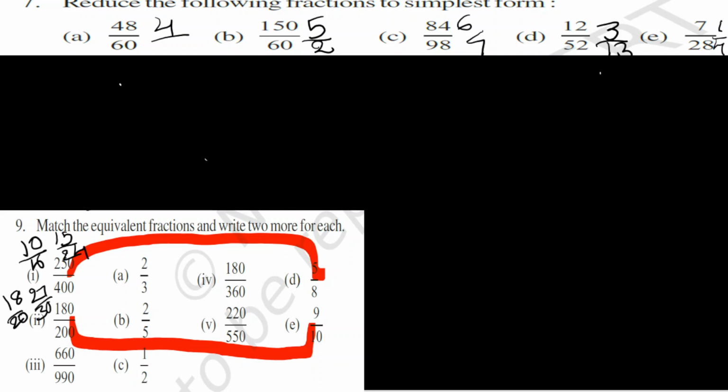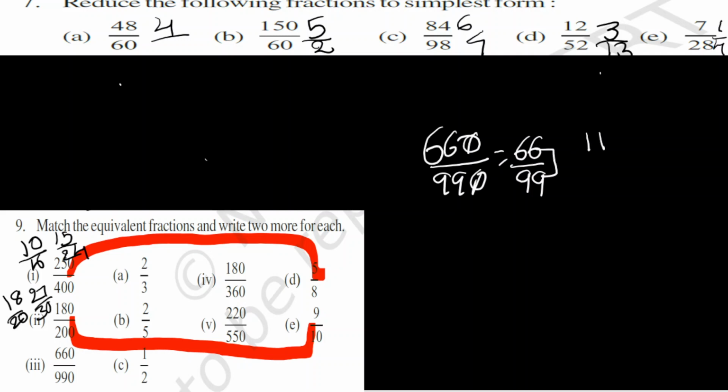660 by 990. Let's strike these zeros. The fraction becomes 66 by 99. Here only 11 is the common factor for both 66 and 99. Let's check it with the factorization method.